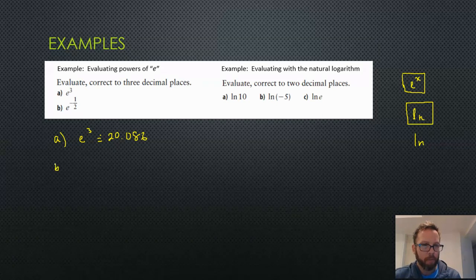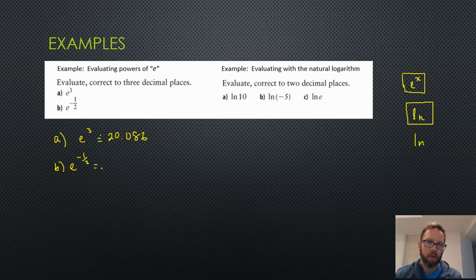e to the minus a half. So you can just use your calculator to do that. Punch in e to the negative 0.5. You get about 0.607 to 3 decimal places. Of course, that's equivalent to 1 divided by the root of e. And if you did that, you get the exact same thing.